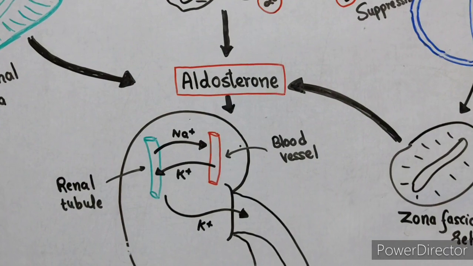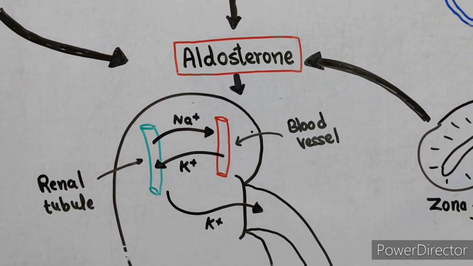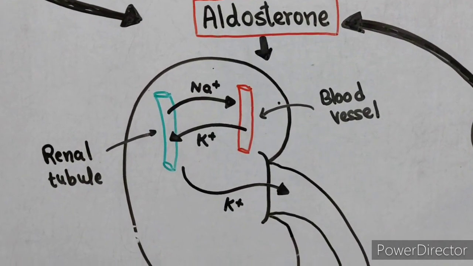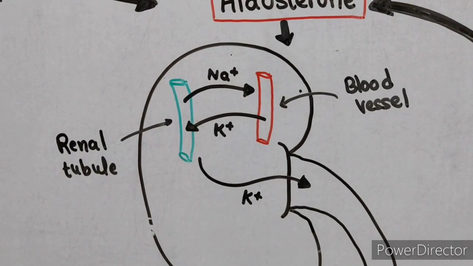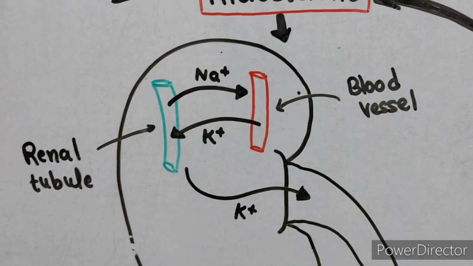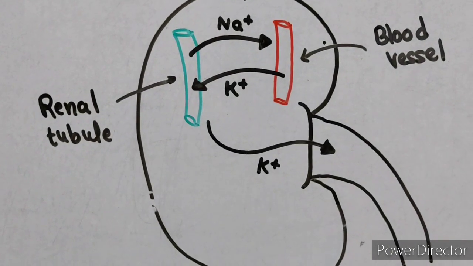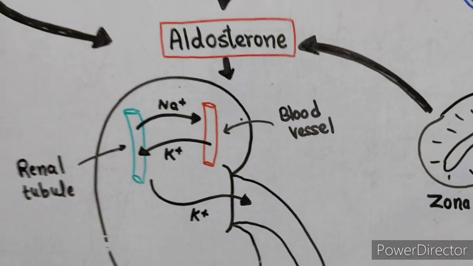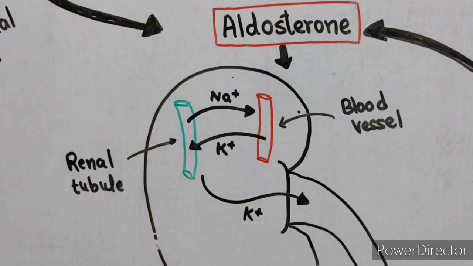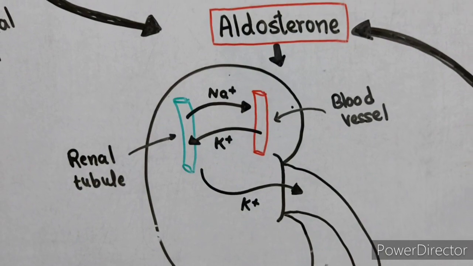So when excess aldosterone is produced, this aldosterone acts on the renal epithelial cells, that is principal cells of the kidney, and causes reabsorption of sodium from the renal tubule to the blood vessel, and secretion of potassium from blood vessel to the renal tubule, and potassium will be lost into the urine. So it will cause hypertension because of reabsorption of sodium along with the water, and it will cause hypokalemia because of excretion of potassium ions.